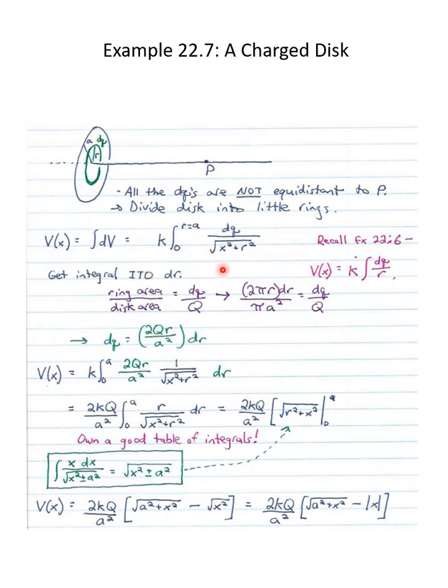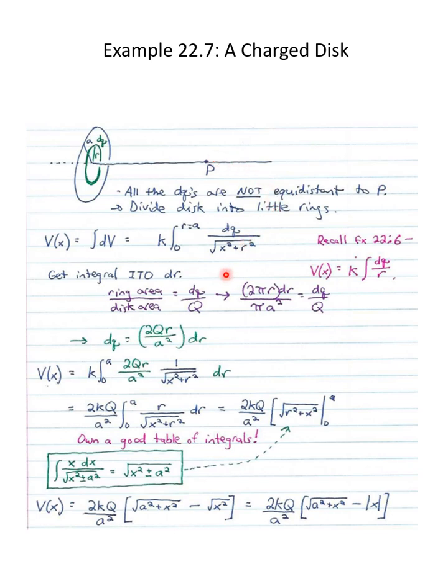And what we're going to do is take a bunch of those rings. So all the little dV's are k, and I've already thrown the k out to the side, times dq over the square root of x squared plus r squared. Now x, I haven't drawn the diagram, but x is the distance along the axis, so it's where P is at. x squared plus the radius r squared, so that's going to be the distance from the charge to point P.